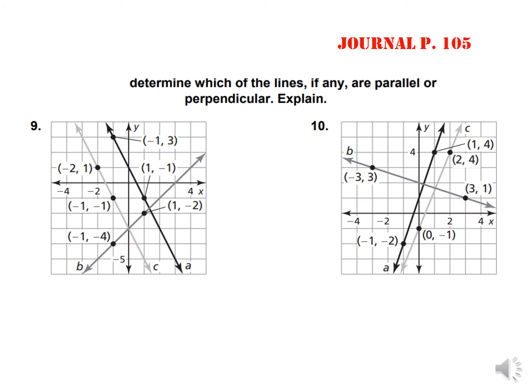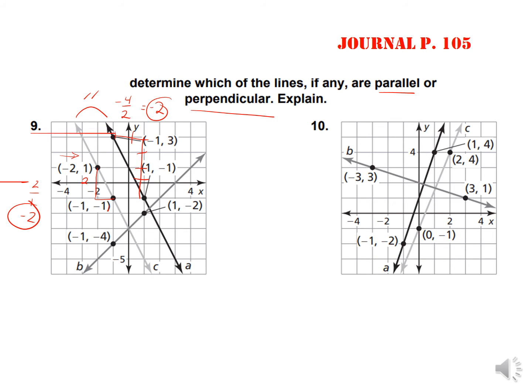Okay, so determine which of the lines, if any, are either parallel or perpendicular. So first thing I'm going to do is find my slope. For this one, I'm going to use these 2 points. 1, 2, 3, 4. 1, 2. This is going negative. So this one is negative 4 over 2, which is negative 2. This one here is 2 over 1, but it's also negative. I can see that by the little man running. So that's negative 2. So this one and this one, these are parallel.